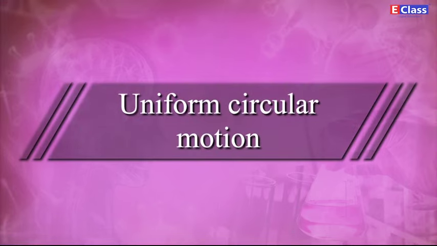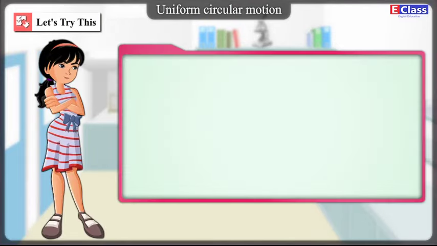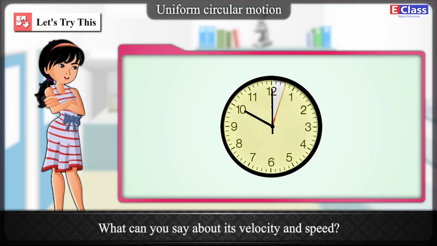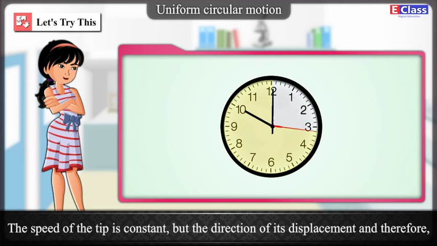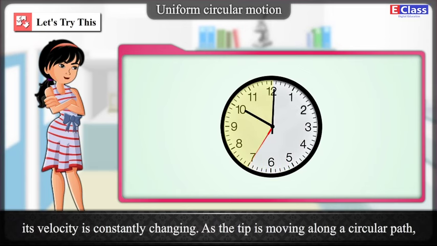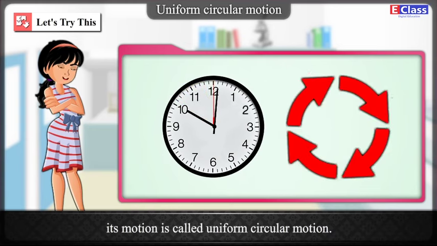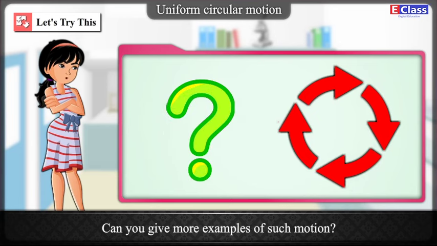Uniform circular motion. Let's try this. Observe the tip of the second hand of a clock. What can you say about its velocity and speed? The speed of the tip is constant, but the direction of its displacement and therefore its velocity is constantly changing. As the tip is moving along a circular path, its motion is called uniform circular motion. Can you give more examples of such motion?